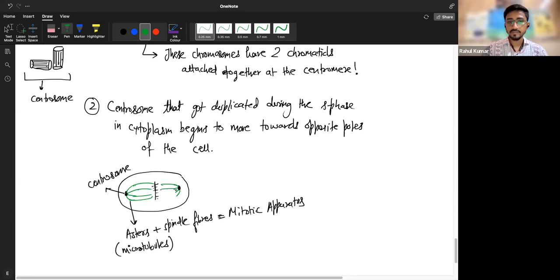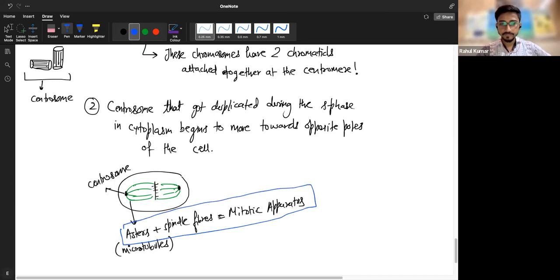Okay, this full-fledged apparatus starts pulling the two half DNA on one side and half DNA on the other side. So just remember this one thing: aster plus spindle fibers is equal to mitotic apparatus. This was asked in NEET. By the way, we also have to do some NEET previous year's questions based on chapter 8, which is cell, the structural unit. Okay, so that we'll do in the next class.